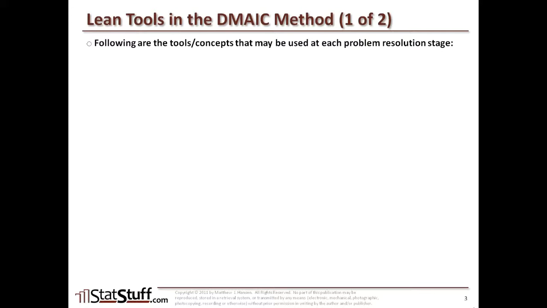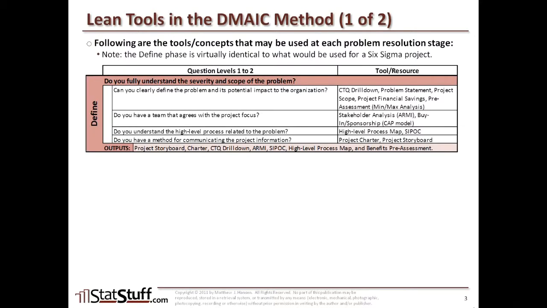So one of the things I want to point out is that the define phase in here is actually almost identical to the one that's used when using a Six Sigma project where we're using the more Six Sigma tools. And the reason is because when you look here at the breakdown of the different questions and what we're trying to accomplish in what we're calling the define phase, like for Lean, the things are going to be almost identical that we're trying to answer. We're trying to ask that same top-level question. Do you fully understand the severity and scope of the problem? That's what we want to understand in this define phase, and we want to walk away with it.